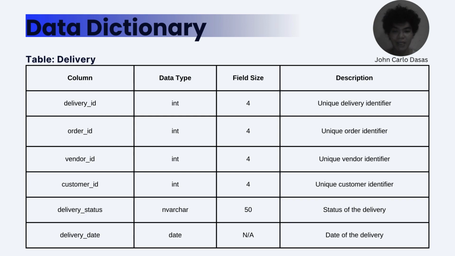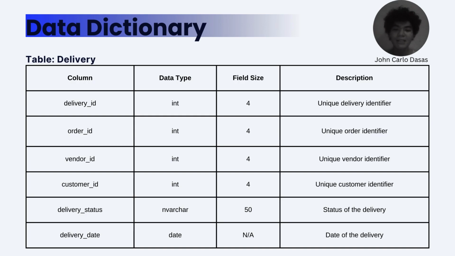For vendor ID, the data type is integer, the field size is 4, and the description of it is also a unique vendor identifier. For customer ID, the data type is also integer, and the field size is 4, and the description of it is unique customer identifier.